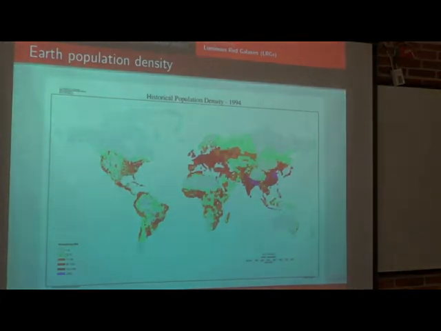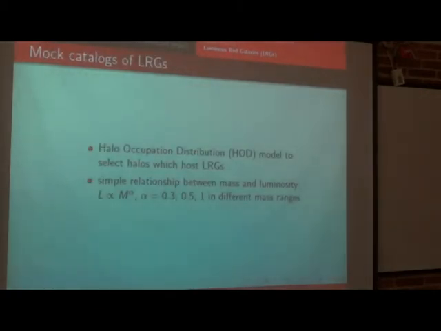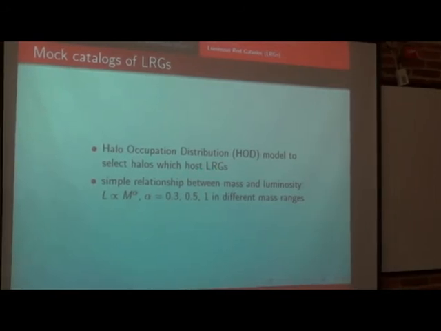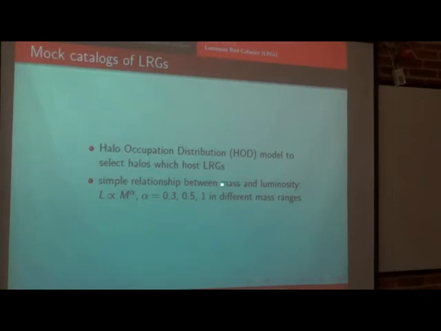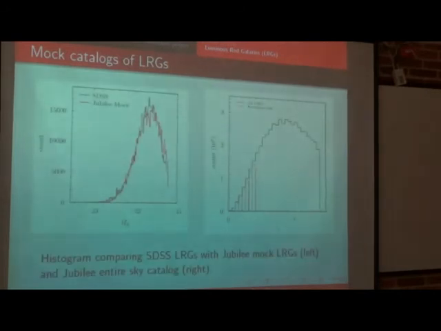In the simulations, we can measure the density, we can measure the number of halos, and we need to put light into that. So what we did, we used this halo occupation distribution model and selected some of these halos, which are just LRGs, and we chose by experimenting a relatively simple relationship between mass and luminosity: the luminosity is proportional to the mass to a certain power alpha, and alpha has different values in different mass ranges. This is most probably the simplest possible model, but it worked and should probably be improved.